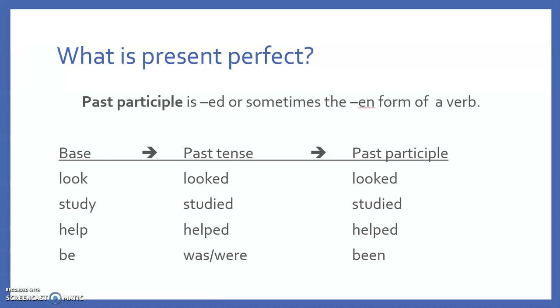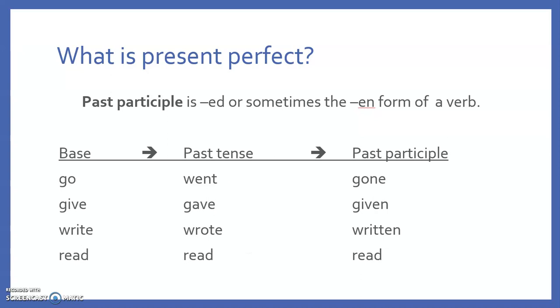Past participle is the ed or sometimes the en form of a verb. For regular verbs like look, study, or help, the past participle form is the same as the past tense form, like look, looked, looked, study, studied, studied, help, helped, helped. But for irregular verbs like be, the past participle takes a different form from the past tense. Be is the base form, past tense is was or were, and past participle is been.